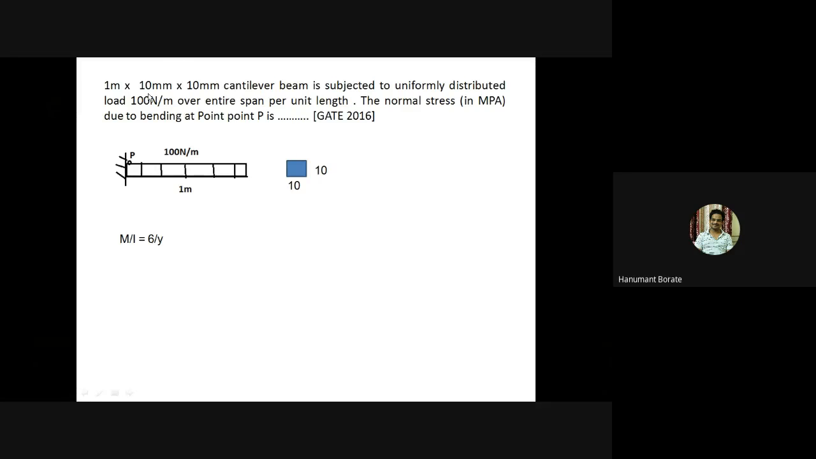So this problem is from GATE 2016 for 2 marks. A 1 meter by 10 mm by 10 mm cantilever beam. The cross section of the beam is square and is subject to a uniformly distributed load of 100 Newton per meter over the entire span, as per unit length. The normal stress in MPa due to bending at a point P is.